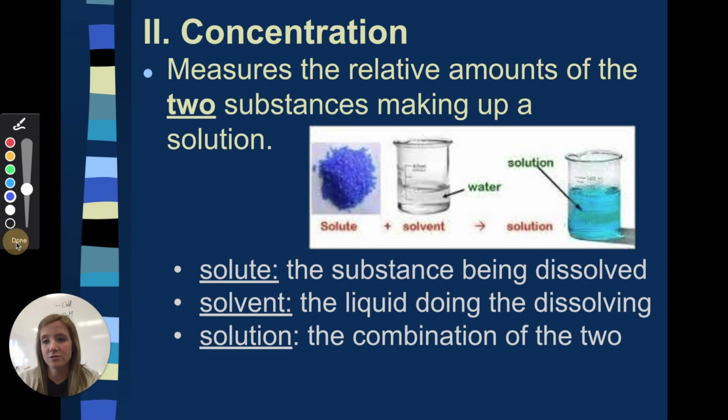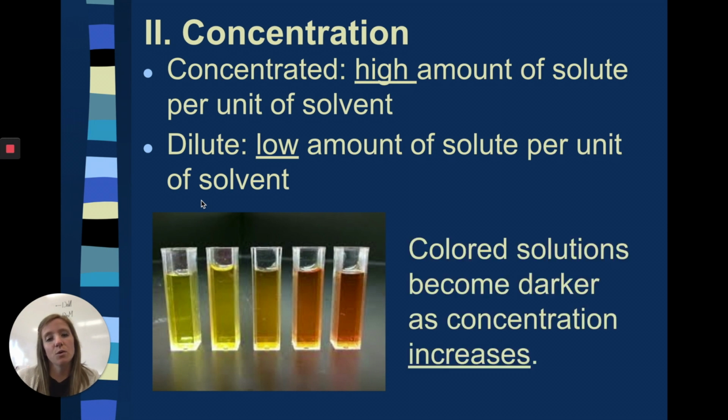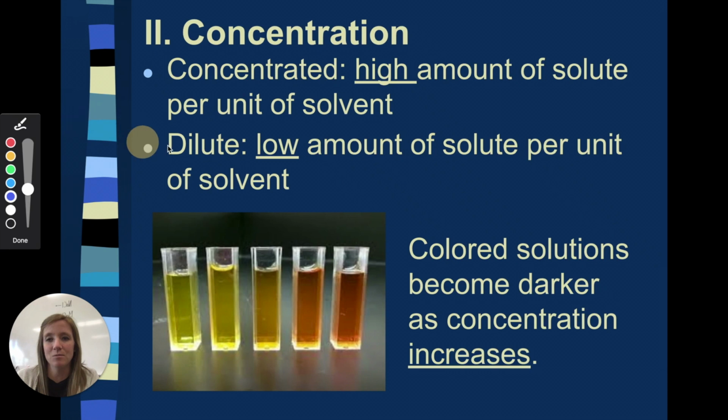With concentration, these are relative terms, but when we say something is concentrated, we're referring to a high amount of solute per solvent, and dilute would be a low amount of solute per solvent. They're relative to each other because something can be concentrated in one situation and not in another. For example, we could say that the Great Salt Lake is very concentrated with salt versus your tap water, and it's even more concentrated than the ocean is.